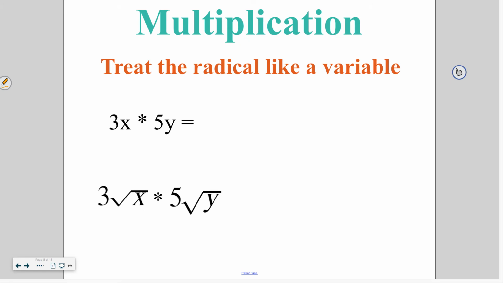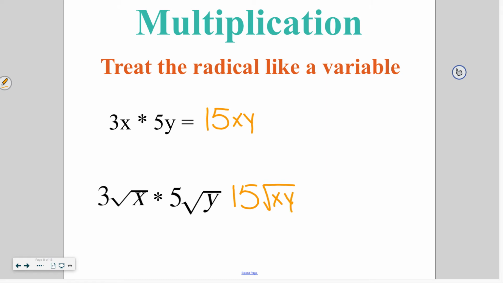Multiplication, again, works the same way as variables do. So 3x times 5y would have given me 15xy. Same thing will happen down here. 3 times 5 is 15. Square root of x times the square root of y is square root of xy.